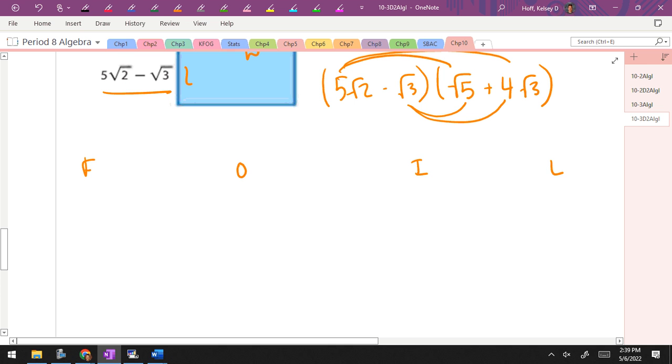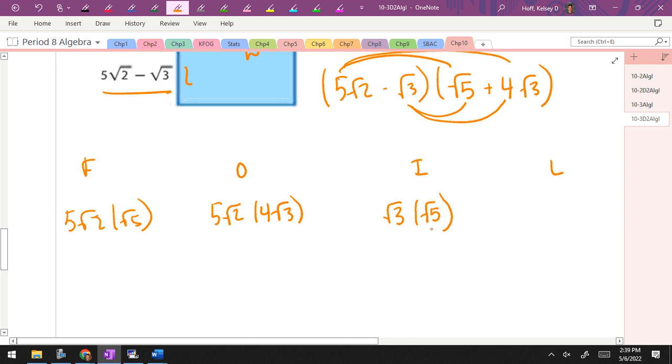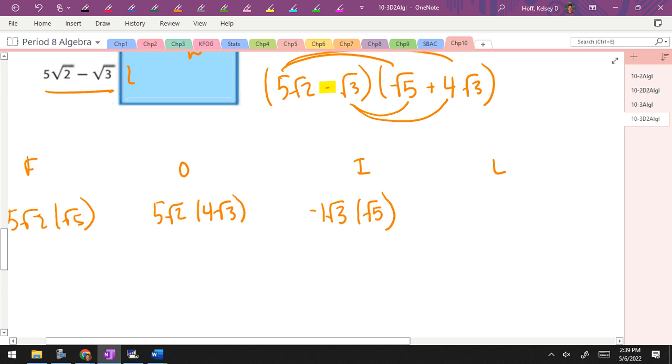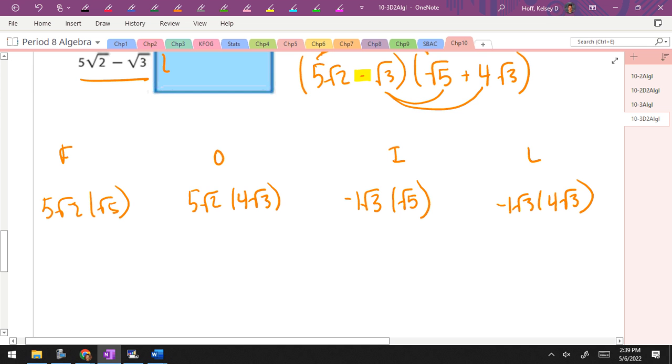Okay, I would encourage you to write all this out first instead of just trying to do the math right away. I take my first terms, 5 square root of 2 times square root of 5. Then I'm going to take 5 square root of 2 times 4 square root of 3. Now this gets interesting when I do square root of 3 times square root of 5. What can I not forget? Yeah, that minus sign out front. If you don't like that random negative just hanging out, very good, put a 1. Look at you. -1 square root of 3 times 4 square root of 3. Now you've got all pieces.